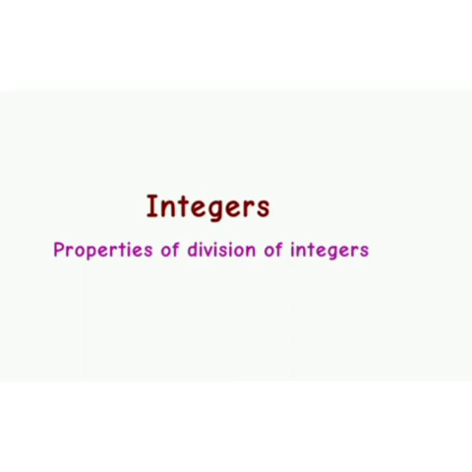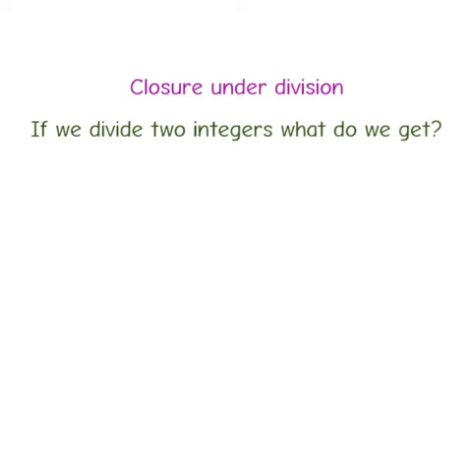Now let's study some of the properties of division of integers. First property, closure under division. We have seen that integers are closed for addition, subtraction and multiplication. Now let's check whether integers are closed under division or not. If we divide two integers, what do we get?